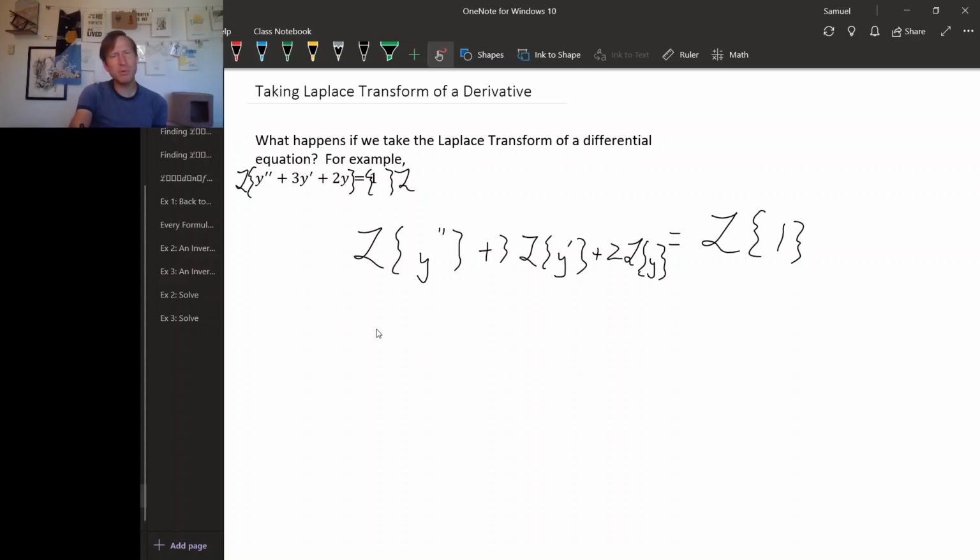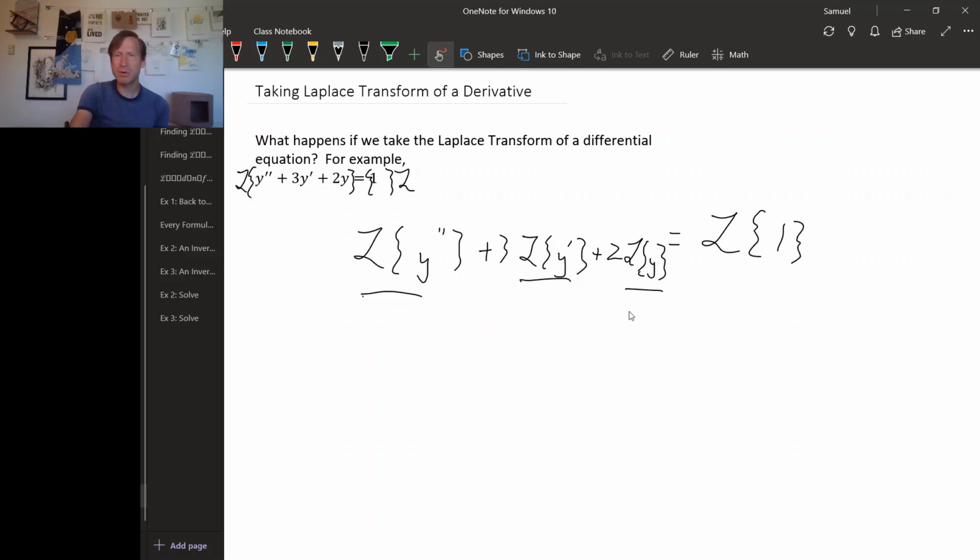And at this point, it seems like the Laplace transform isn't really helping because there are 3 unknown functions here: the Laplace transform of y, the Laplace transform of y prime, and the Laplace transform of y double prime. But y prime and y double prime aren't completely independent. They're related because they're derivatives of each other. So there must be some corresponding relationship between their Laplace transforms.